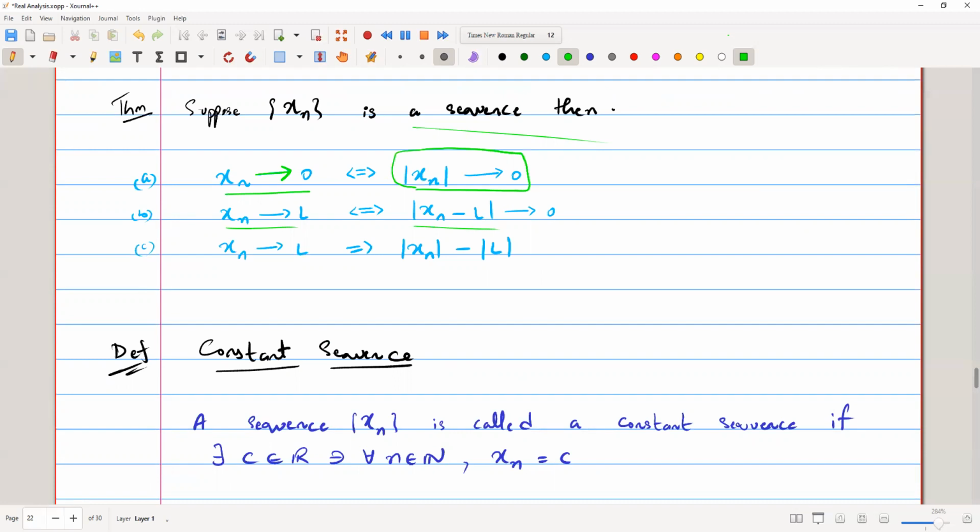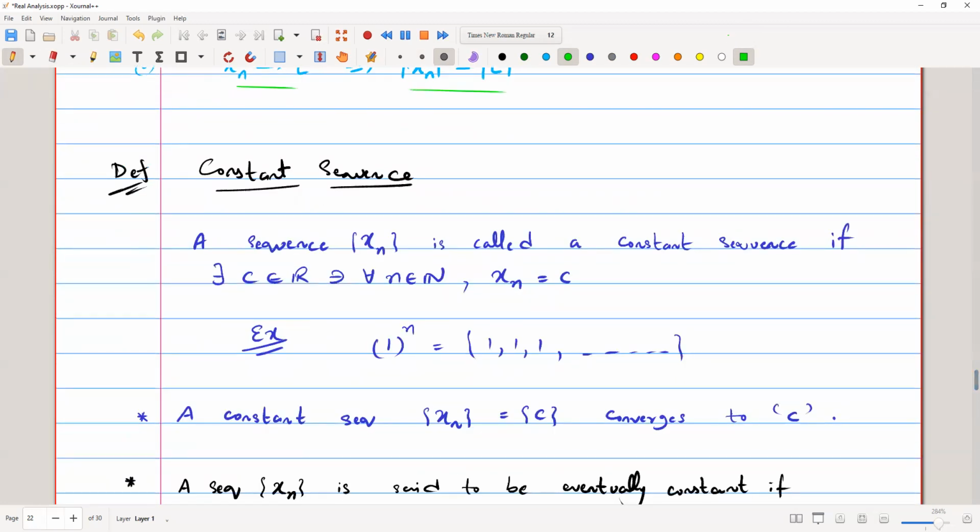And xn converging to L implies mod of xn converges to mod of L. We can just remember these are simple things that we already talked about. If xn equals L, then surely xn minus L equals 0. So these are simple, it's algebra, not very complicated.